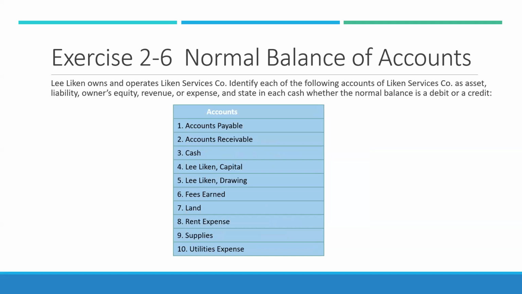Now, the normal balance of accounts. What will be the normal balance of an accounts payable? Debit or credit? Credit, right? And then accounts receivable, debit, cash, debit, capital, drawing, debit, right? And then fees earned, credit, land, debit, rent, yep, debit, and then supplies, debit, and utilities expense, debit. Exactly.